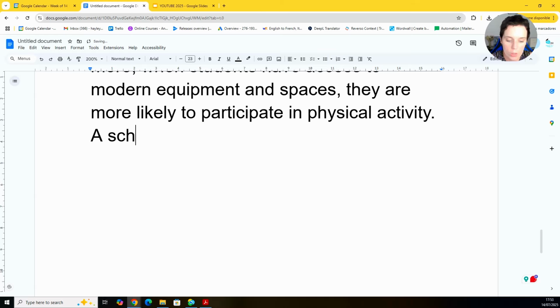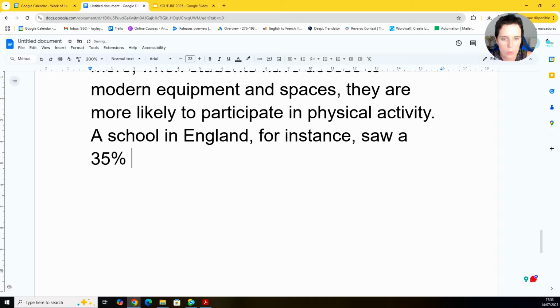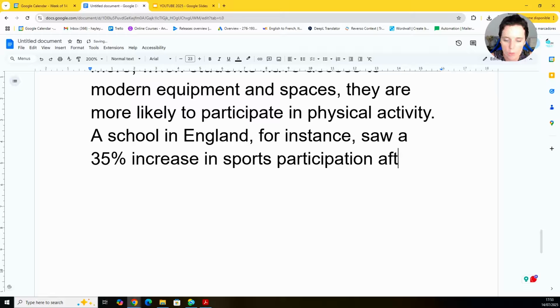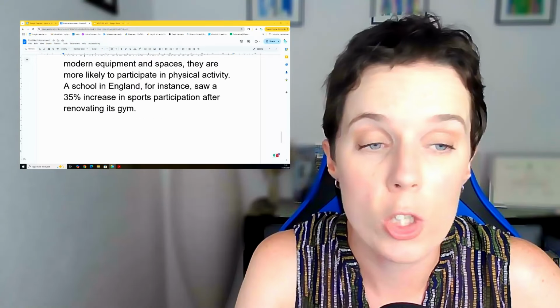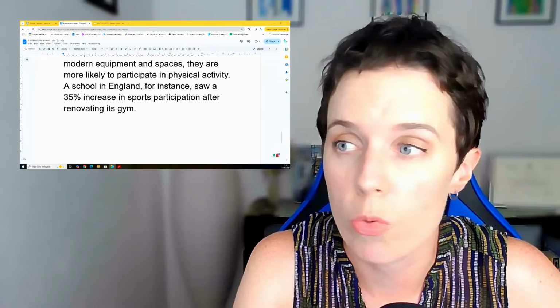I could say a school in England, for instance, again, we need to get a linking word in there, saw a 35% increase in sports participation after renovating its gym. Okay, that's my example. And now I need to add my transition or a contrast or something like that.